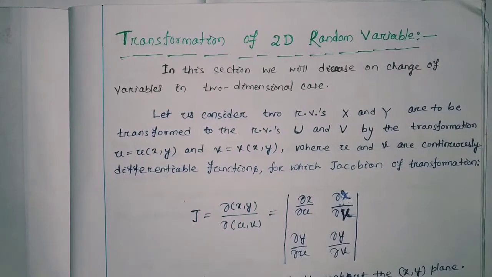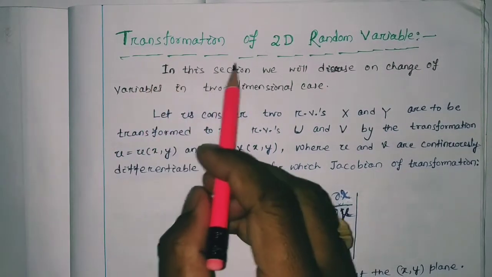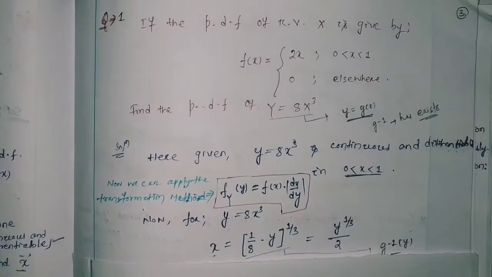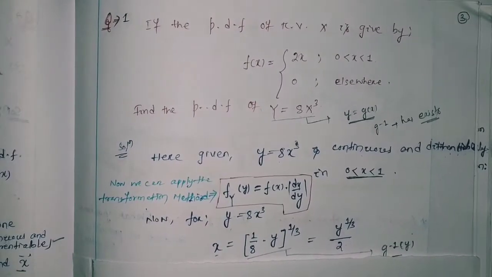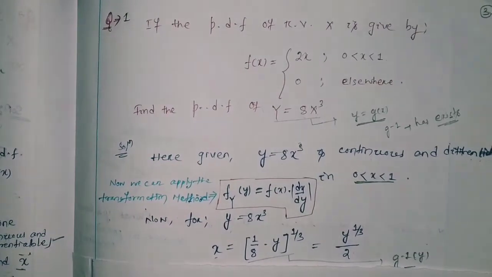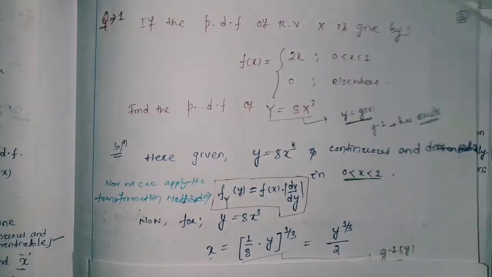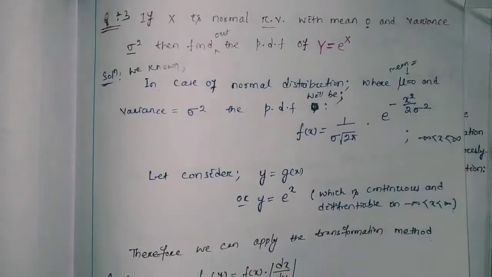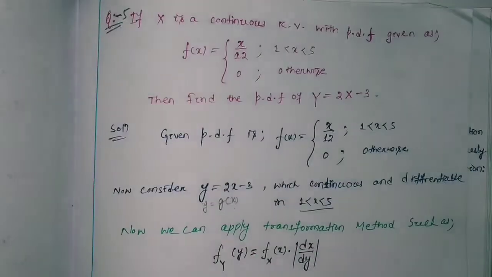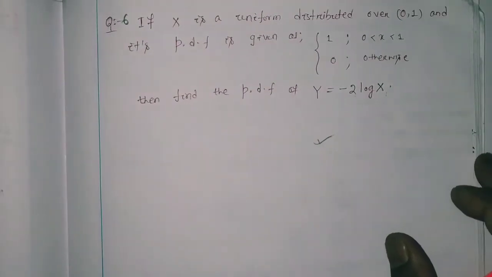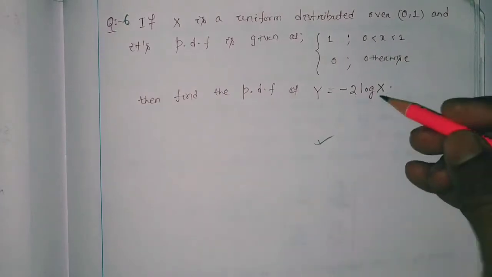In this class, we are going to discuss transformation of 2D random variables. In our last class, we discussed five numericals based upon one-dimensional transformation of random variable. This one and this one, third, fourth, and fifth. And one question I gave you that you have to do by yourself. I hope you have all done this one.